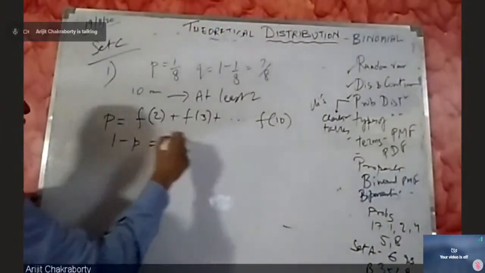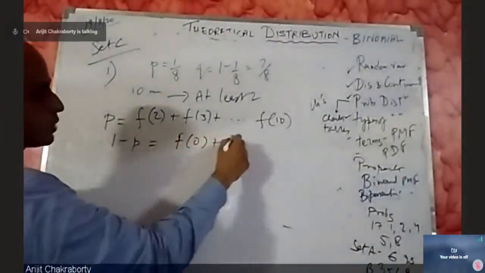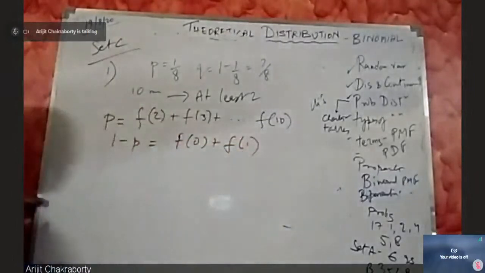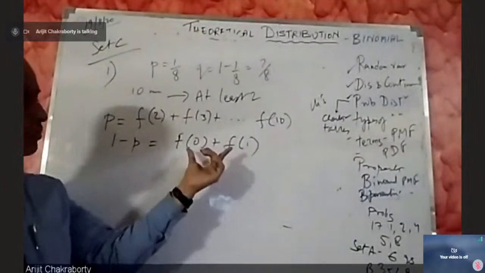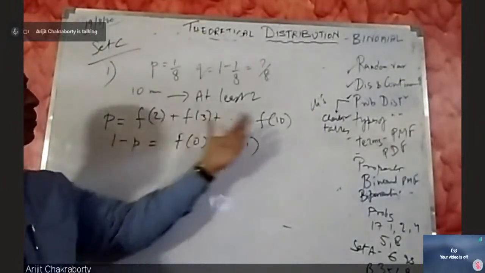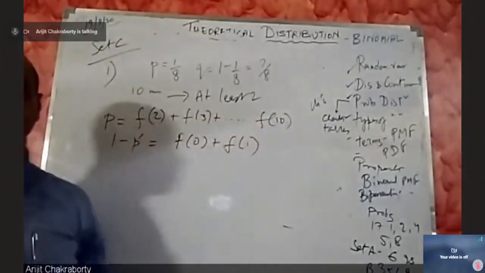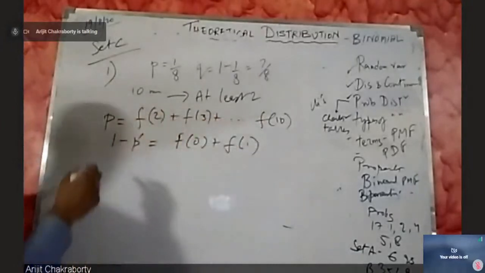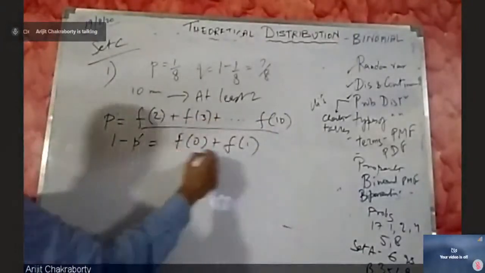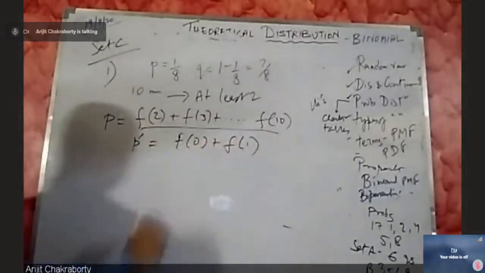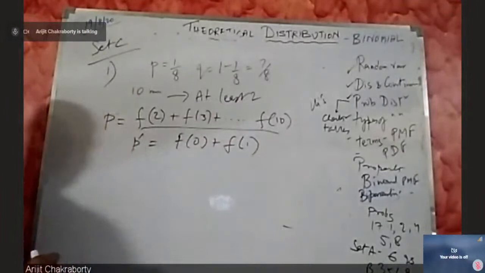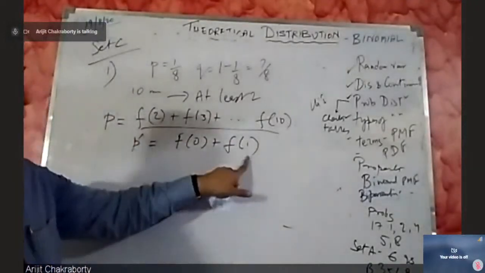Basically, it will be F0 plus F1. So if you find out the probability of this one, and if you subtract this from 1, you will be getting the required probability. So P is this. I have taken 1 minus P dash. In fact, P dash is this. Sorry, P dash is this. Okay. So we will find F0 and F1.